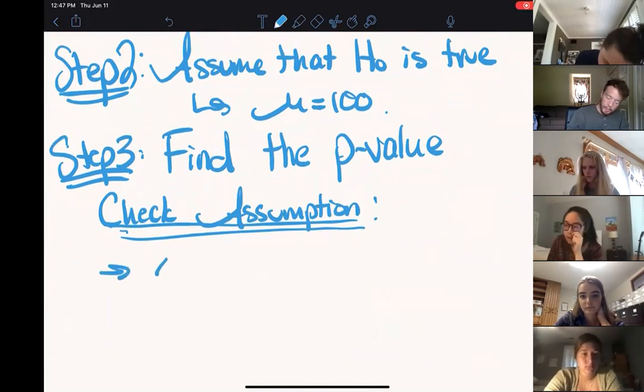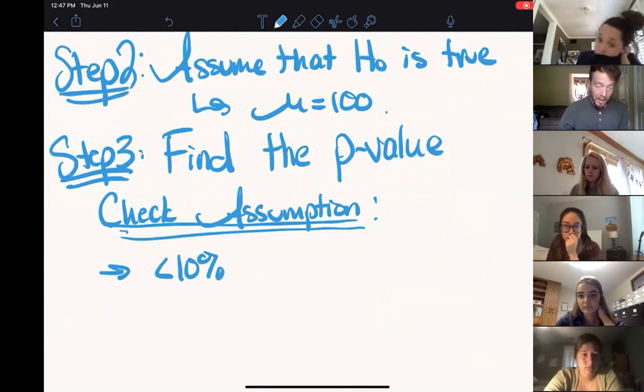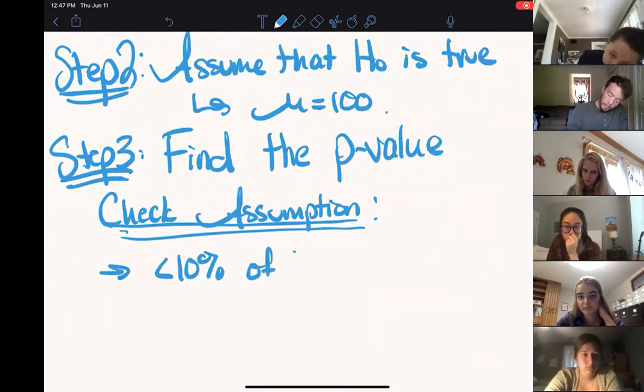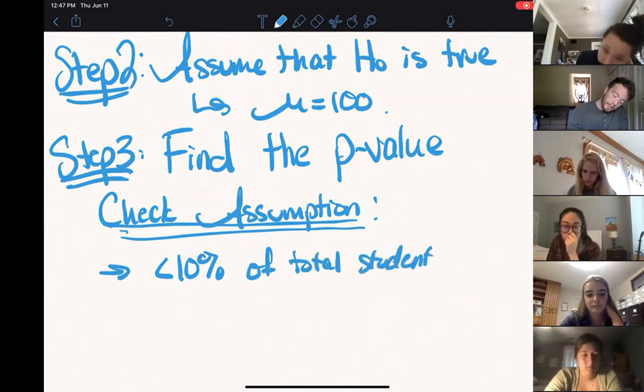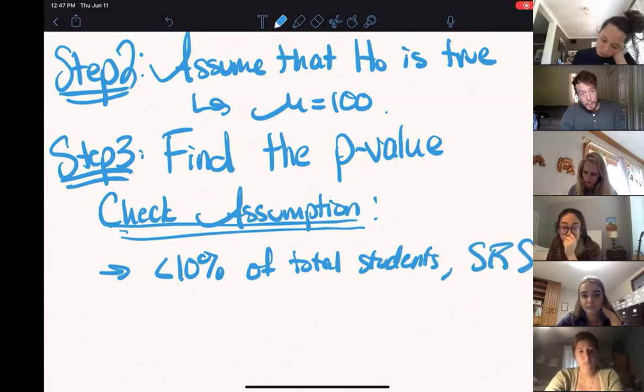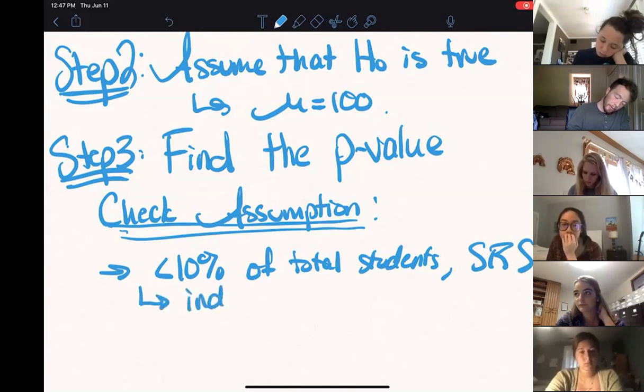Indeed, we have less than 10% of the total population. There are many more students who could take this class than just the people that we sampled. And this sample was a simple random sample. So it was sort of a raffle situation. Everyone had an equal chance of getting picked. And thus, we have independence, which is the first thing we do need.